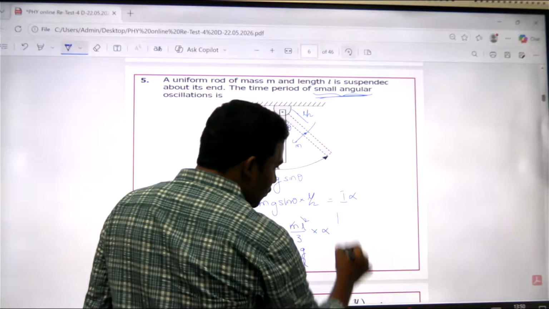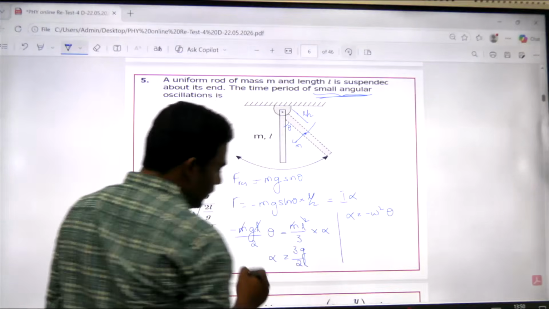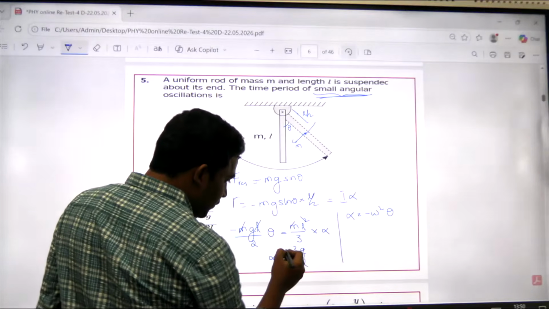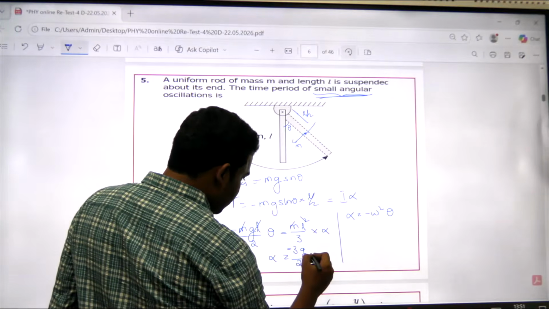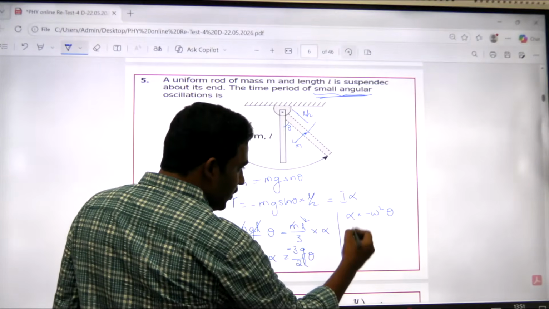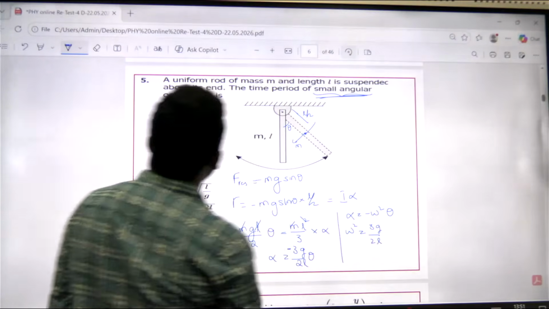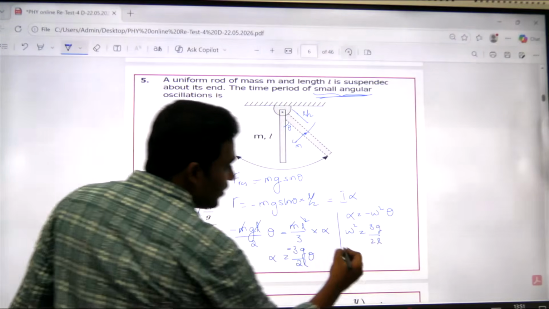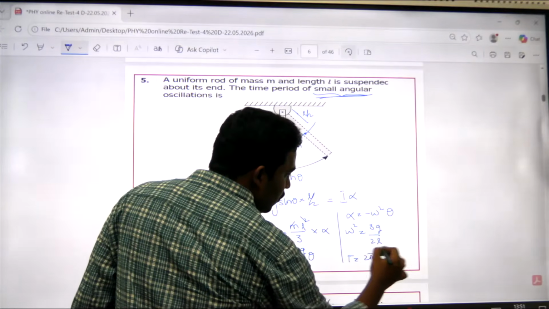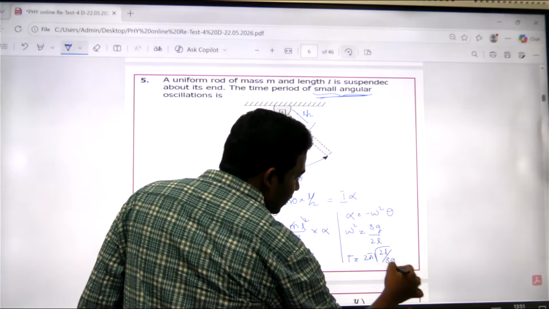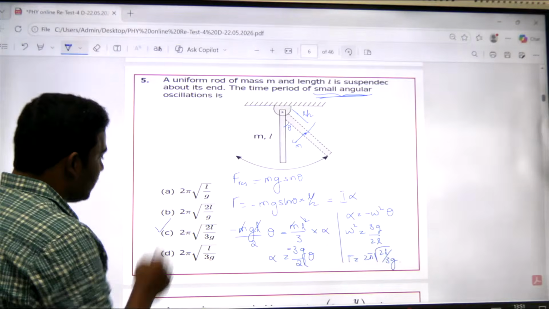For simple harmonic motion, we know that alpha has to be equal to minus omega square into theta. If you compare both of them, you will get omega square is equal to 3g by 2l. What is he asking here? The time period. So if omega square is this, then time is 2 pi into under root of 2l by 3g. It is option C.